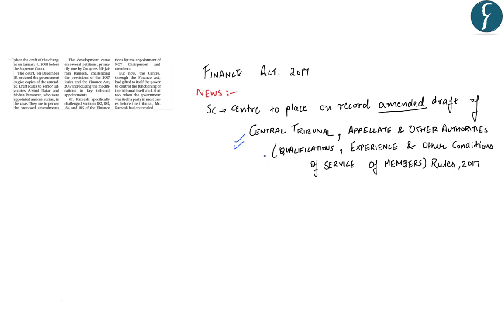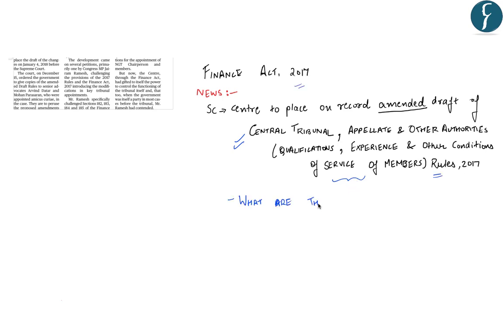And the government said that the draft of these amendment rules would be placed before the Supreme Court on January 4, 2018. These rules would then be given to the amicus curiae appointed by the Supreme Court, and the court also said that the amendment should be in consonance with its past decisions on tribunal appointments.